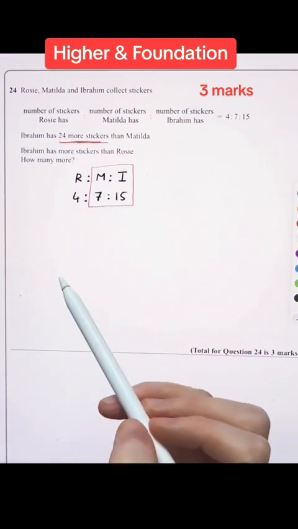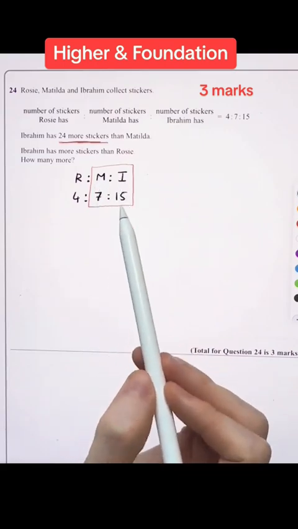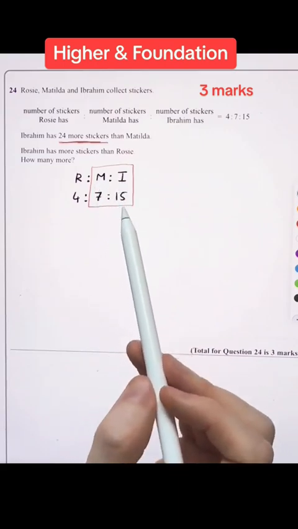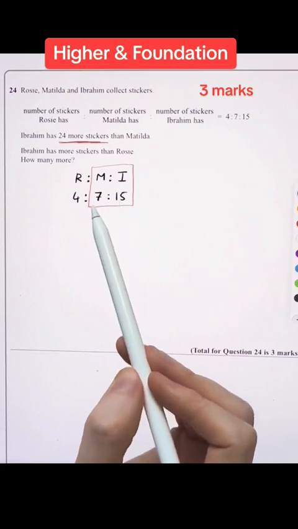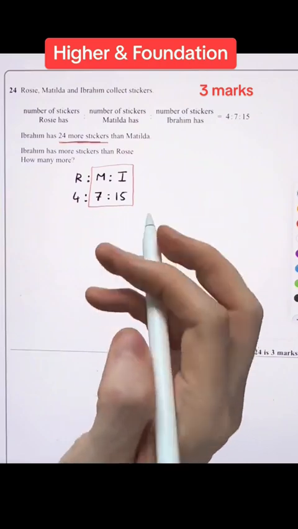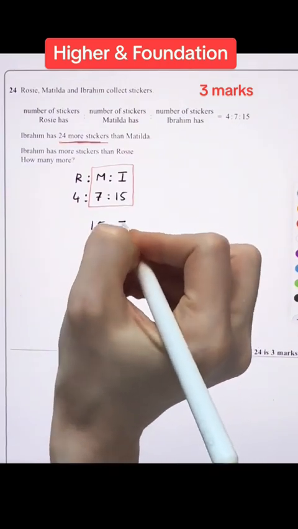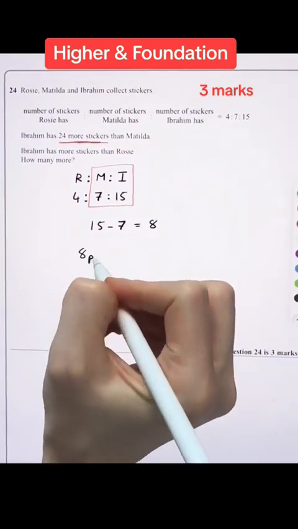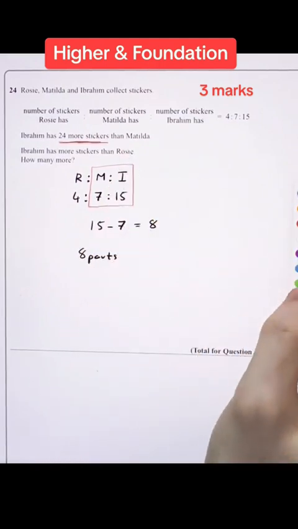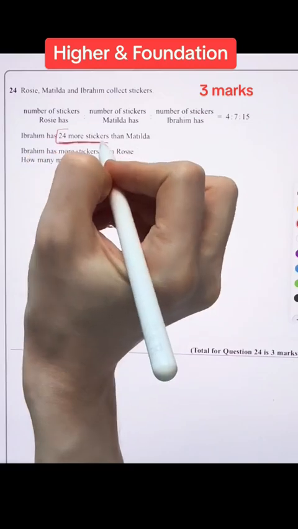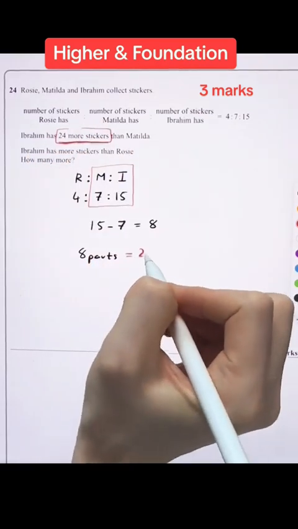must also have more parts. Well, Matilda gets 7 parts to Ibrahim's 15. So to work out how many more parts Ibrahim gets, I'm going to do Ibrahim's subtract Matilda's. In this case, 15 take away 7. So 15 take away 7 gives us 8. So those 8 parts, therefore, must correspond to the 24 more stickers he receives. So 8 parts equals 24.